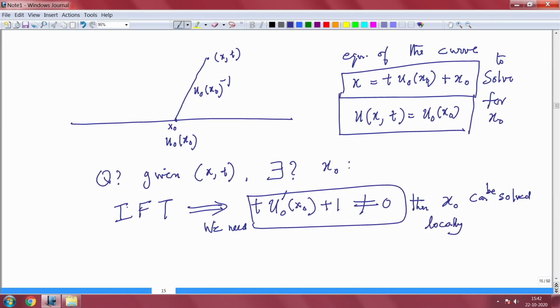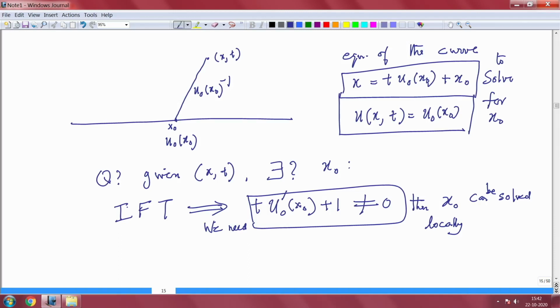And then once you solve it, given (x, t), you have an x naught which passes through, and a characteristic. Once you get an x naught, since the characteristic is a straight line, you connect (x, t) and x naught, and that should be your characteristic, and along that characteristic your value of u(x, t) is equal to u naught of x naught. So, if t u naught prime of x naught plus 1 is not equal to 0, then you have a unique solution.